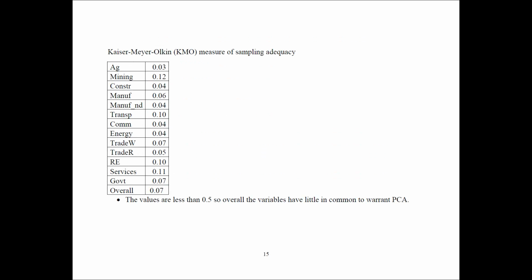Okay, so the final thing to do is look at the Kaiser-Meyer-Olkin measure of sampling adequacy. So you can request this in computer software and then interpret it. And here we have that values are less than 0.5. So overall, the variables have little in common to warrant principal component analysis in our example. So probably not the right data set for doing principal component analysis, but this is how you would go about doing this with your own data set.